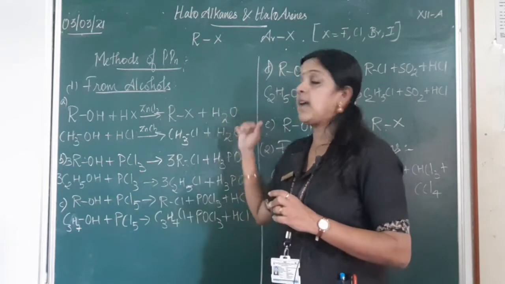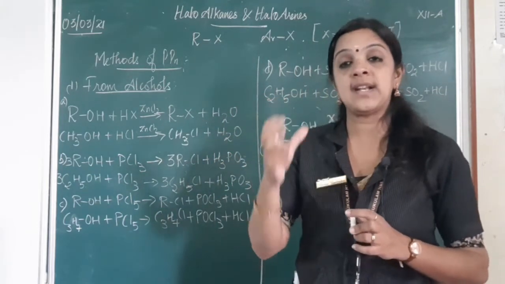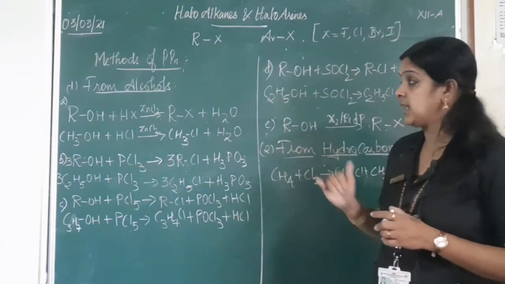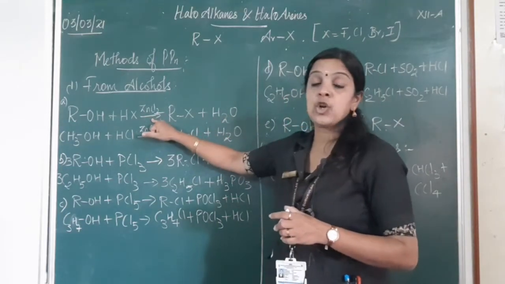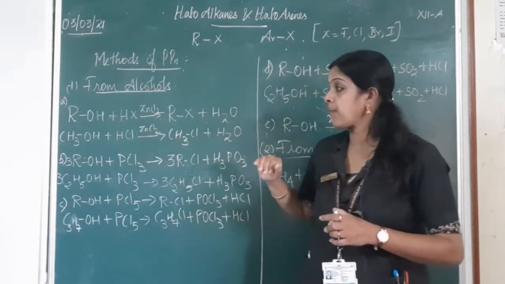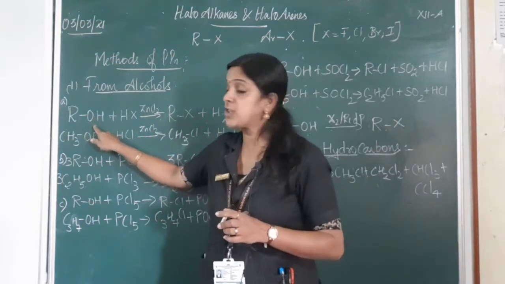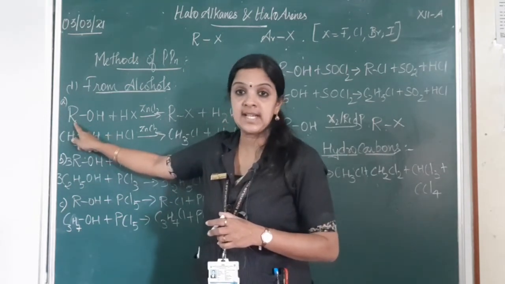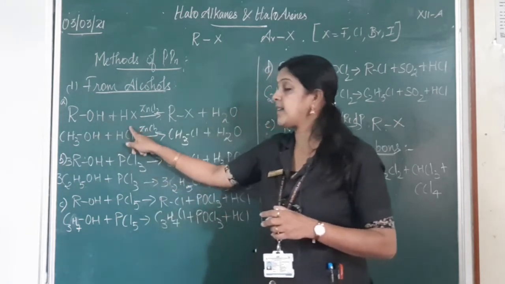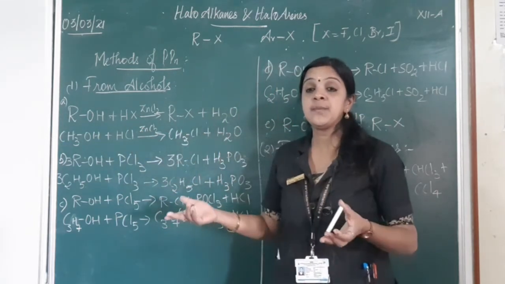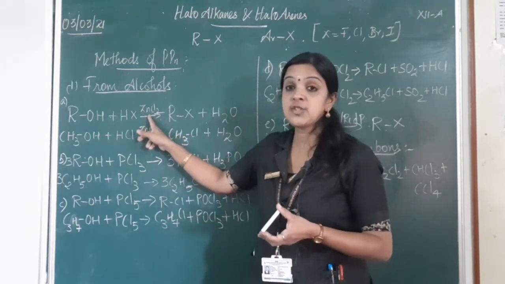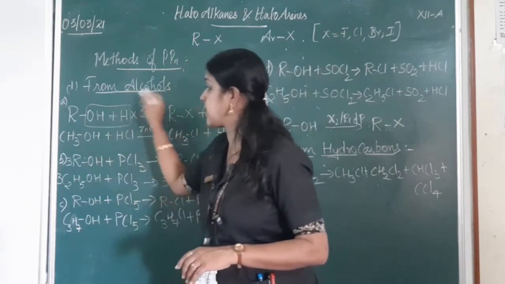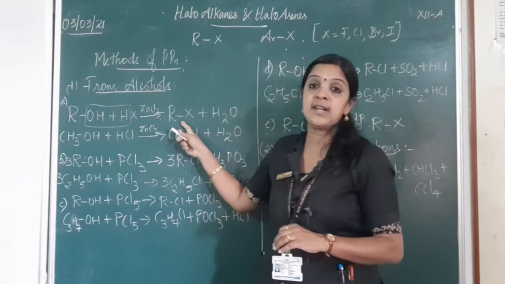If you want to prepare a haloalkane from an alcohol, you have five methods of preparation. The first method: along with each common reaction, I have given an example also. ROH, when an OH group is added to an alkane, you call it an alcohol. So R refers to my alkyl group, and there is an OH. When treated with HX, HX can be HCl or HBr, in the presence of ZnCl2, zinc chloride, the water molecule gets removed and you get your haloalkane.